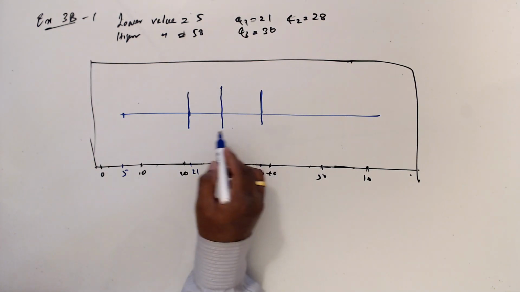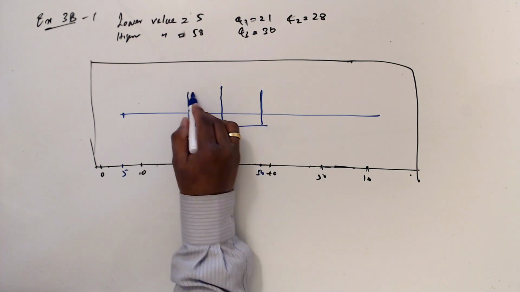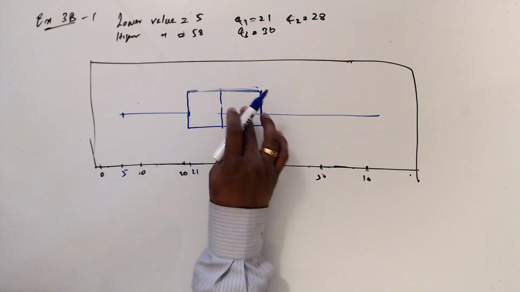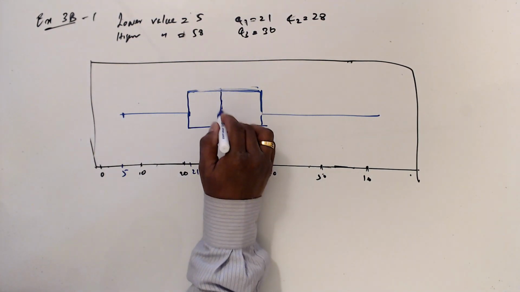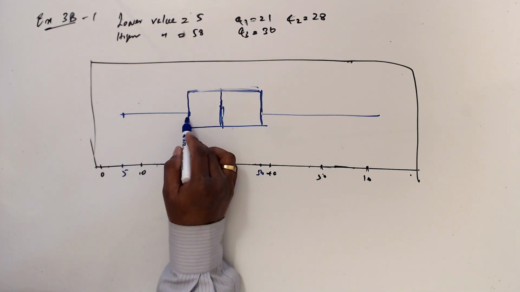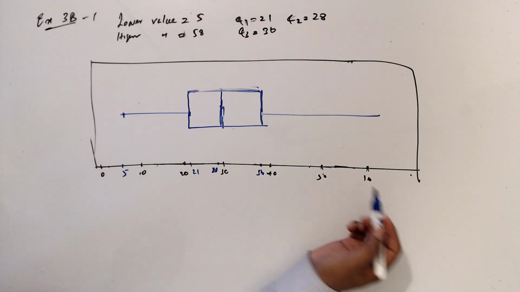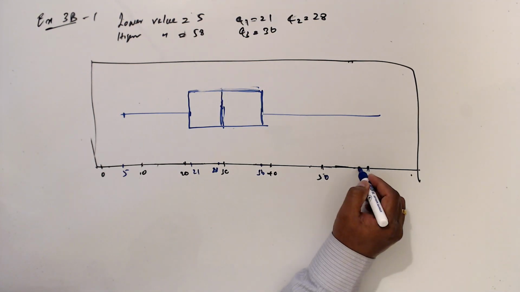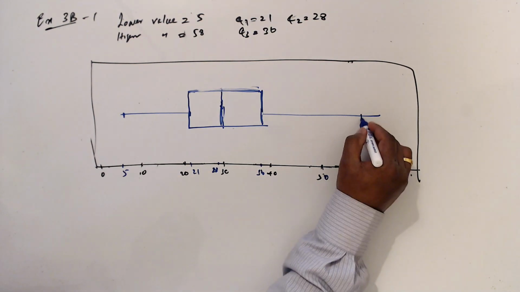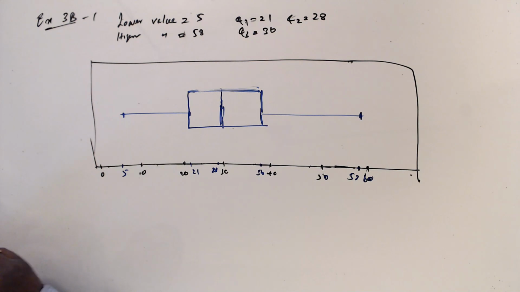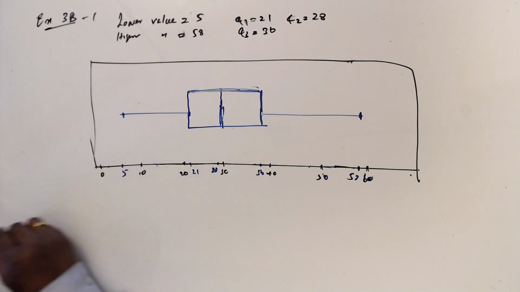be like this, and we'll make the box and we'll delete this line. So you can draw up to this one and then this point onwards. The maximum value is 58, so this is 50, this is 60, 58 is here, so this is the point. So those are the whiskers and the box. Yeah, we're done with the box plot now.